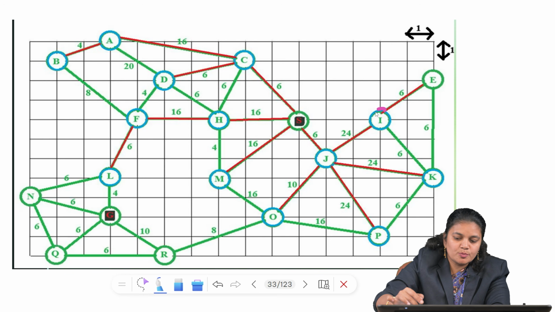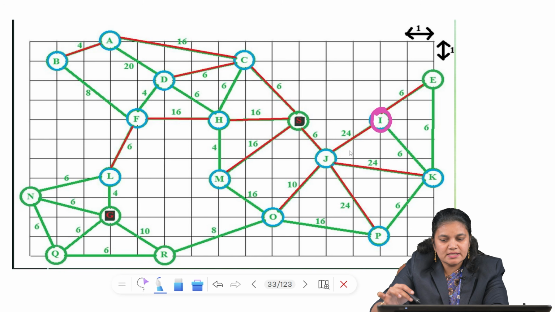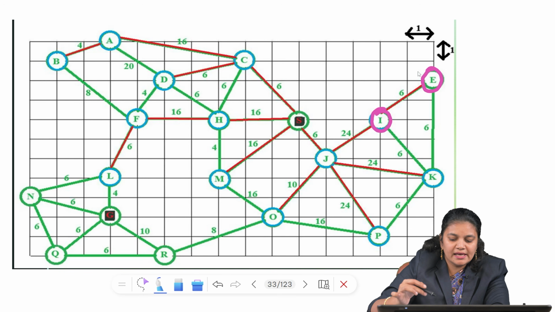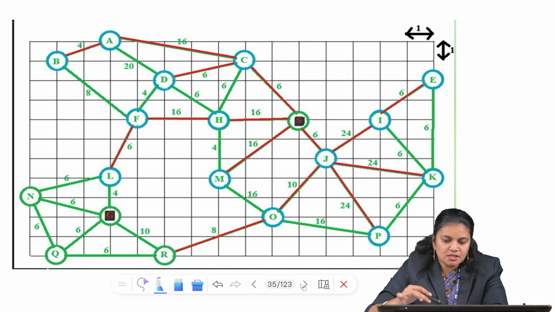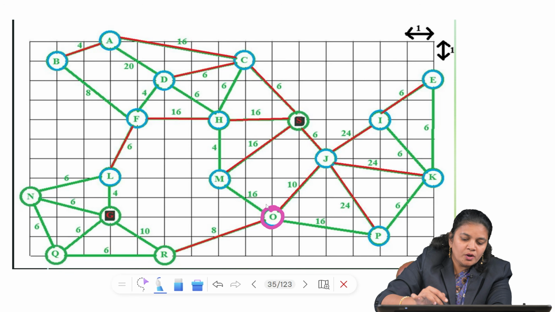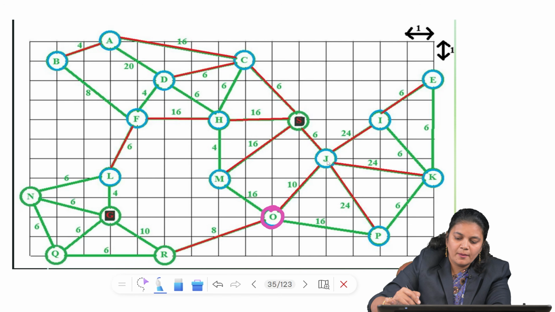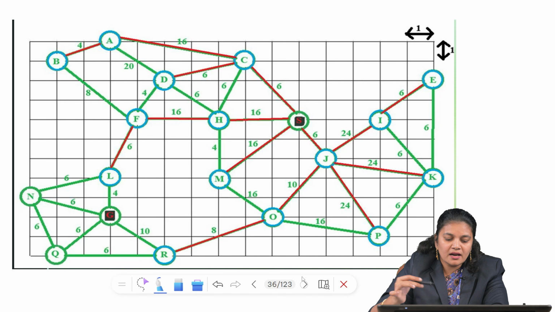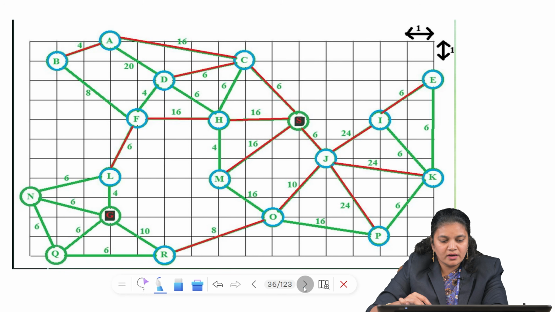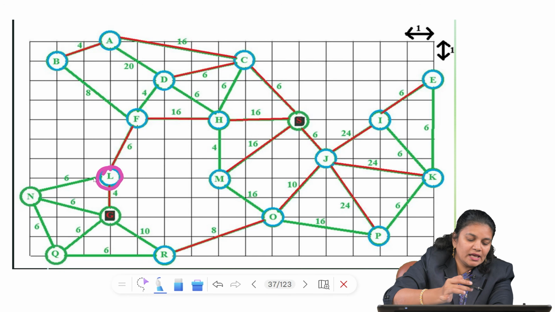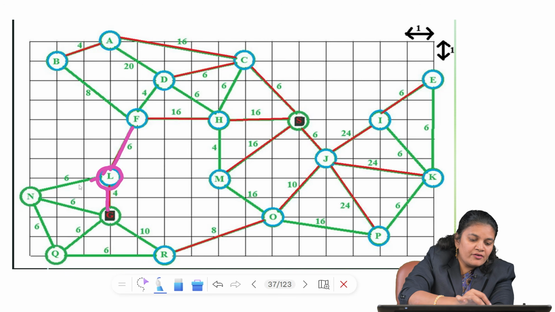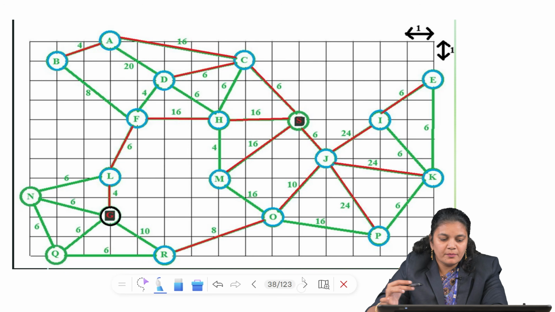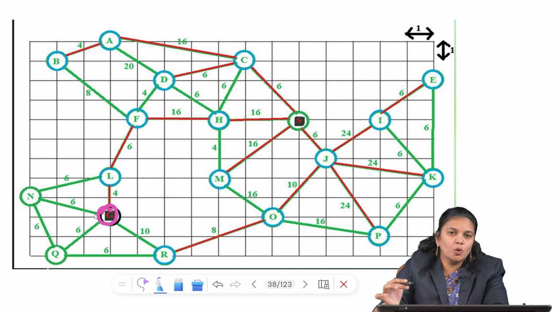The next node that we are exploring is I. I is connected with J, K and E. J and K are already in the visited list, so we mark E as visited. The next node that we explore is O. O is connected with M, J, P and R. Already these 3 are in the visited list, so we add R into our list. The next one is L. L is connected with F, N and G. So now we mark this and finally we are reaching the goal G.